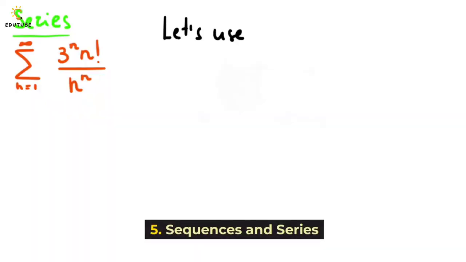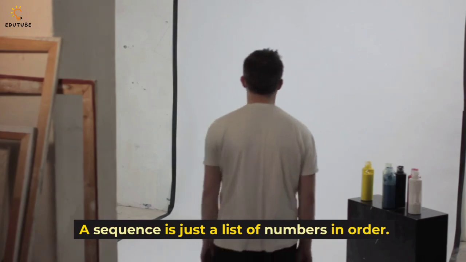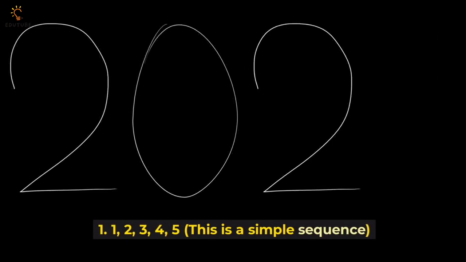5. Sequences and series. A sequence is just a list of numbers in order. Example: 1, 2, 3, 4, 5. This is a simple sequence.